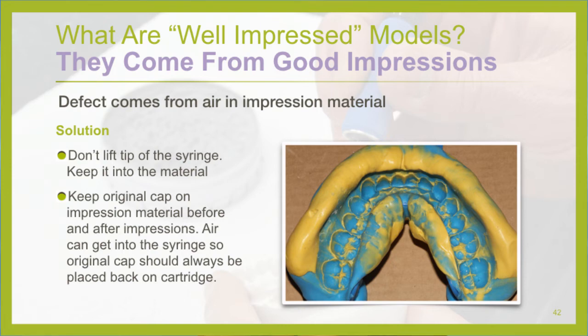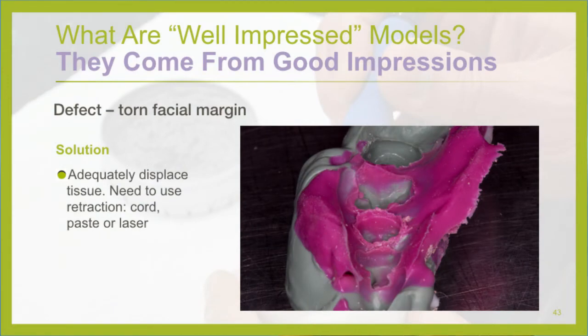You can't use GC America's heavy body and Coltene's light body, or 3M's heavy body and Dentsply's light body. These products are made to go together. So it's really important to make sure that when you're doing that, you have the same product name brand, because they're made to go together. You can't substitute it. So let's talk about defects.